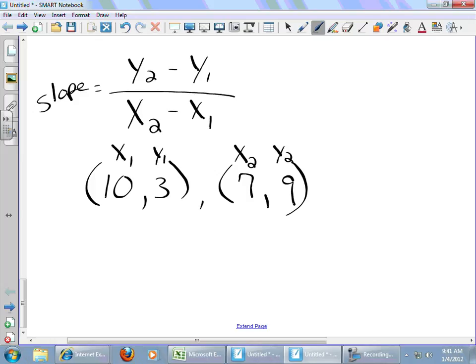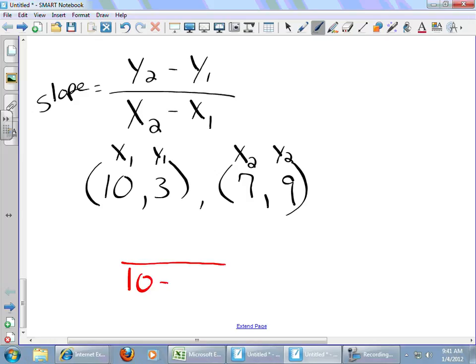All I'm doing is labeling. I know 10 is an x value. It's the first one, so I call it x1. 7 is an x value. It's the second point, so I call it x2. And now I can just plug it in the formula.